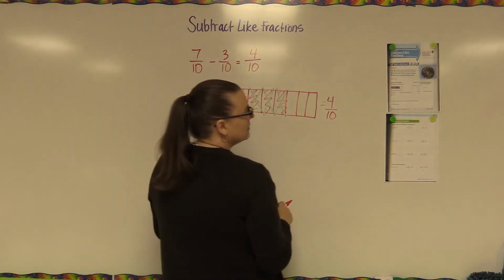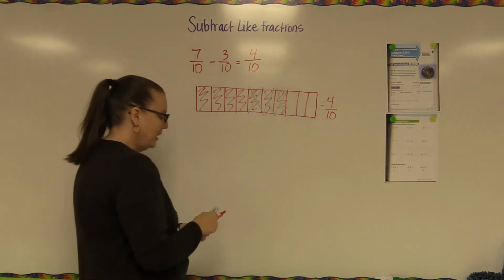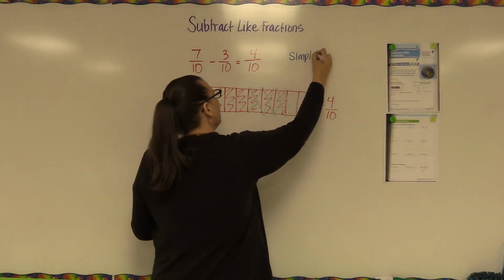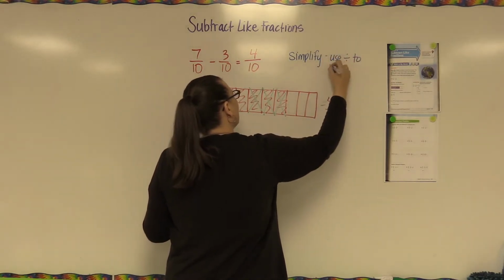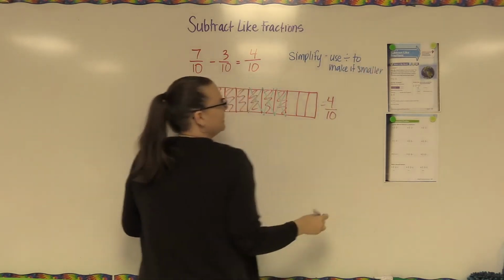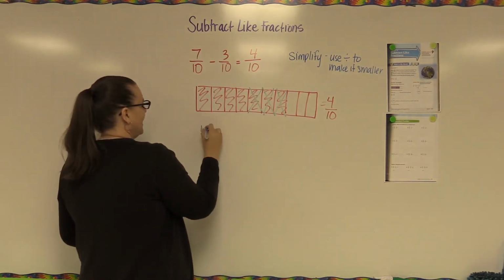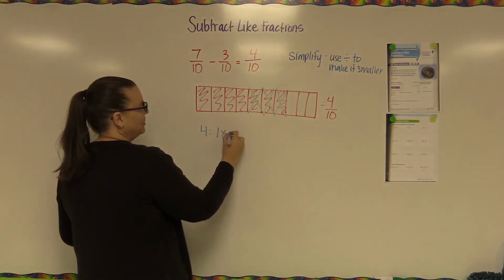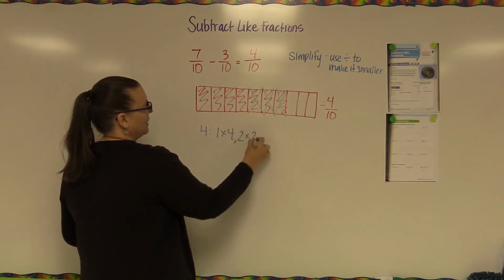Now, we are not finished with this problem because we have a fraction that's not in simplest form. Remember, before we learned how to simplify fractions, and to simplify a fraction, you're going to be using division to make a fraction smaller. Now, you have to have a factor that both of these numbers share. One of the ways that you can find that is by listing factors for each number. So factors for 4, that would be numbers that you multiply together to make 4. You could do 1 times 4, or you could do 2 times 2.